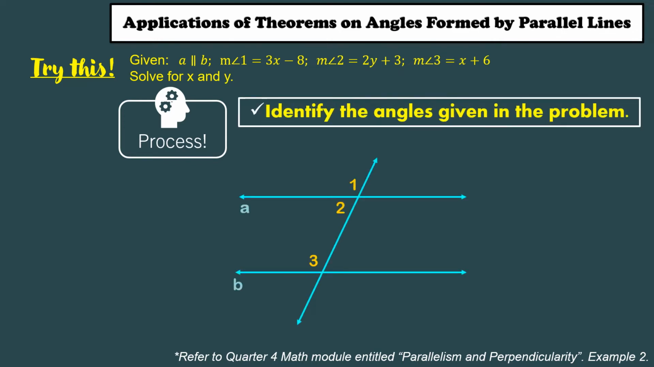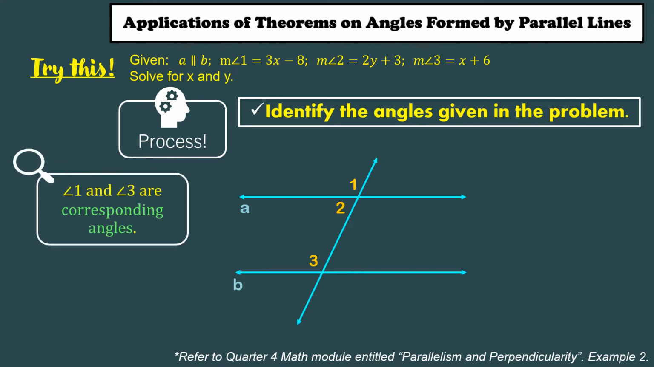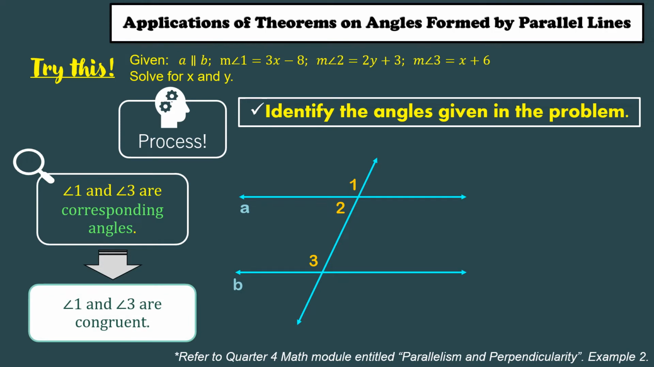We see that angle 1 and angle 3 are non-adjacent exterior and interior angles that lie on the same side of the transversal. So we say that they are corresponding angles. Based on the corresponding angles postulate, we can also say that angles 1 and 3 are congruent to each other.